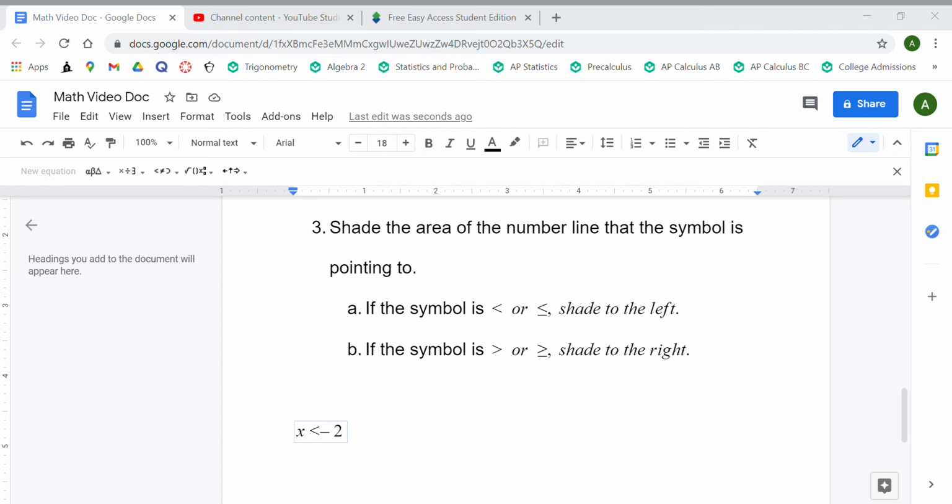So we're going to draw an open circle around negative 2. Then we just shaded the left side. Now I'm going to undo everything here so we can do another one.